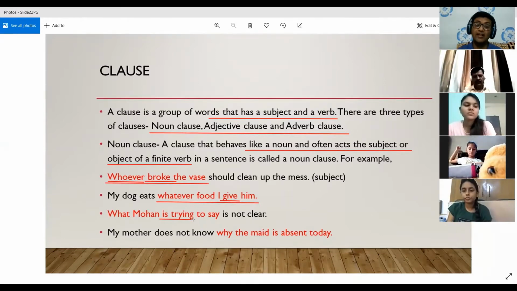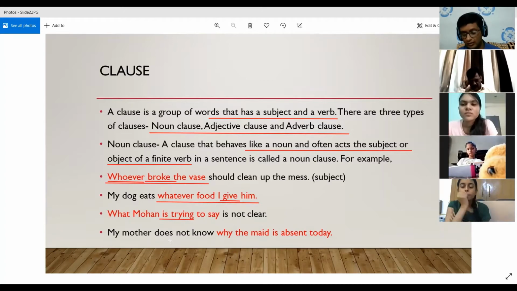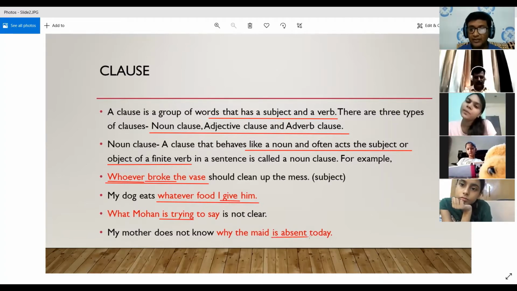Now let's see the last sentence. My mother does not know why the maid is absent today. So what does my mother not know? This is the question. The answer is why the maid is absent today. So why the maid is absent today is the noun. This whole part is acting as a noun, and you will find that is absent is the verb in it, right? So this whole part is now acting as a noun clause.